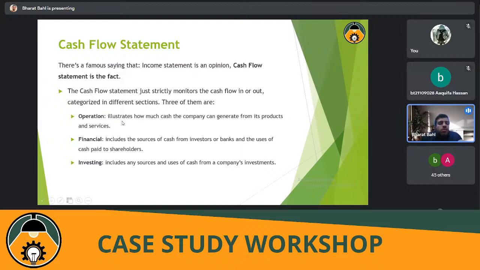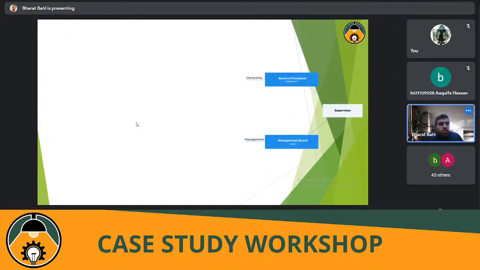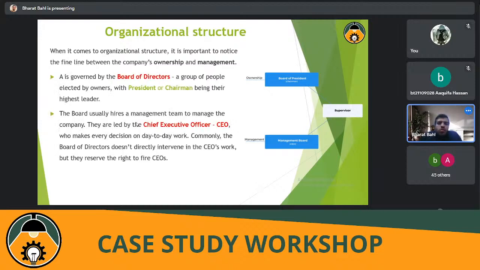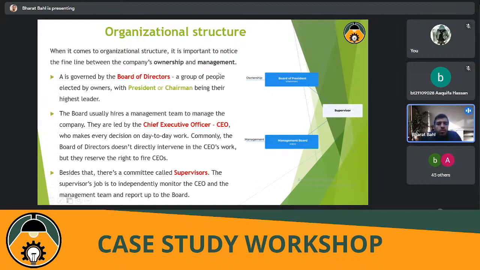So it can basically go into operational, the financial, and the investment part. Okay. Now we won't be looking into these things in detail. I'm just giving you a broad idea. Okay, these are the things. Now talking about the organizational structure. So in terms of an organization, when you're talking about a business, we are having the ownership from the board of president, which is the chairman, and then you have the management, which is headed by the CEO.